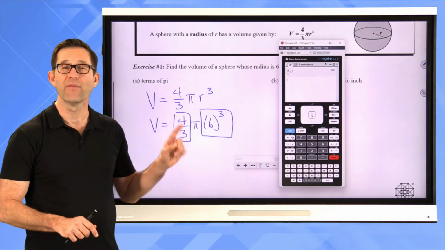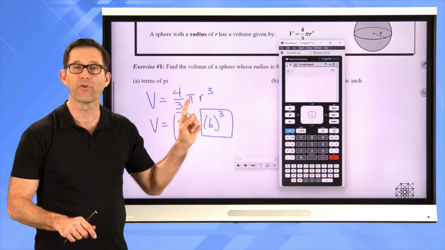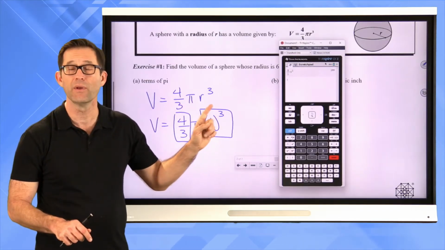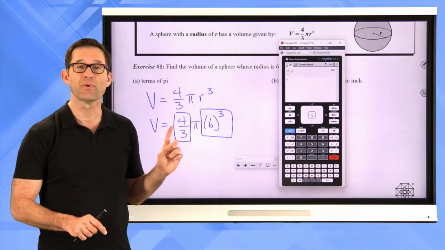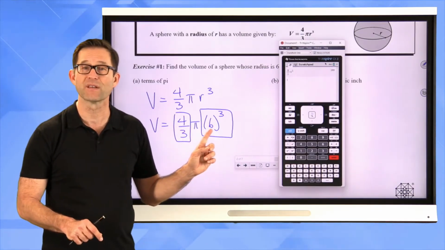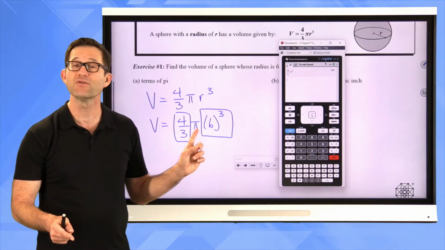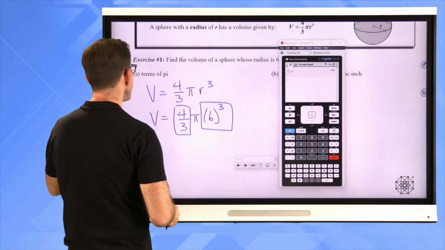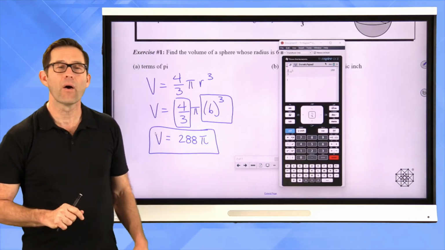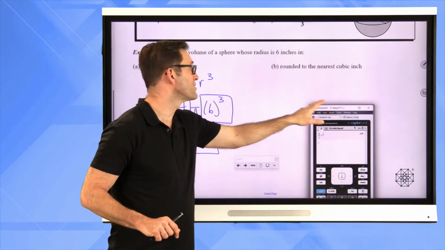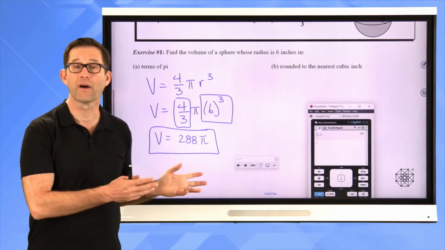Now again, keep in mind that this is a three-way product, 4/3 times pi times r cubed, and with multiplication, because it's both associative and commutative, it is completely okay to do the 4/3 times the 6 cubed first, and then just tack the pi on at the end. So our exact answer, or our volume in terms of pi, is 288 pi.